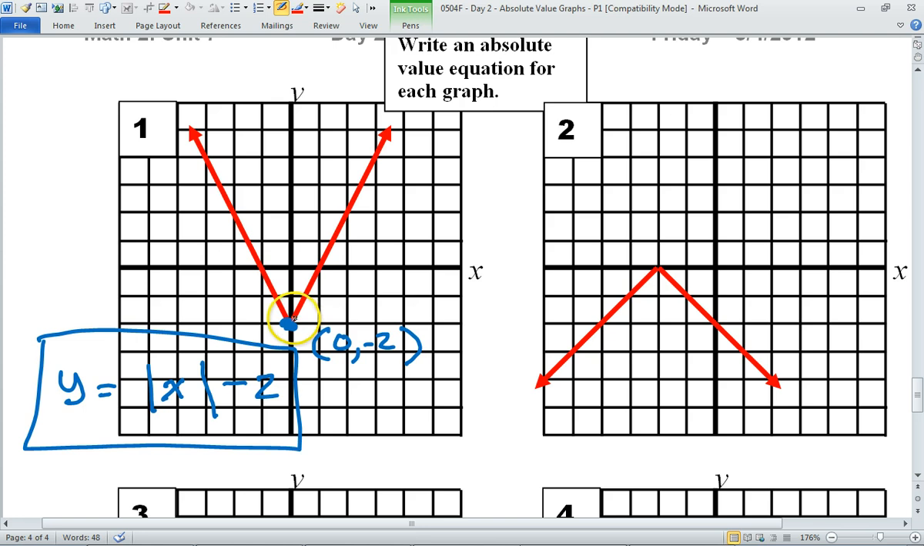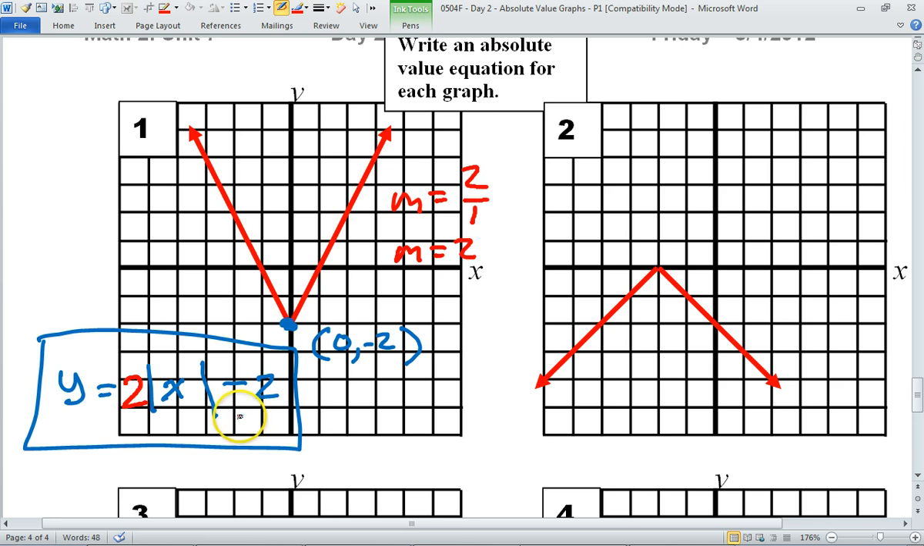So looking at the right-hand branch, what is the slope of the right-hand branch? It's 2, because it goes up 2 over 1, up 2 over 1. So the slope is 2 over 1, which is just 2. That means we need to have a 2 in front of that absolute value. So there's the equation: y equals 2 times the absolute value of x minus 2.